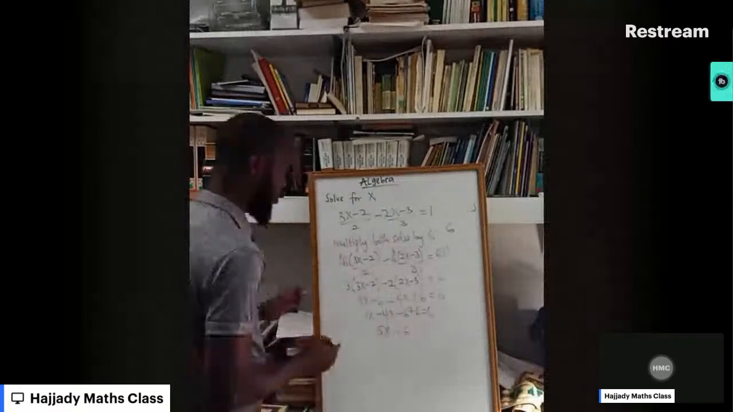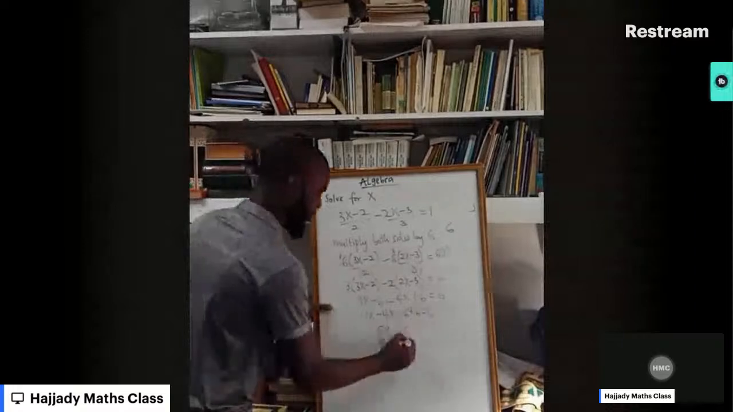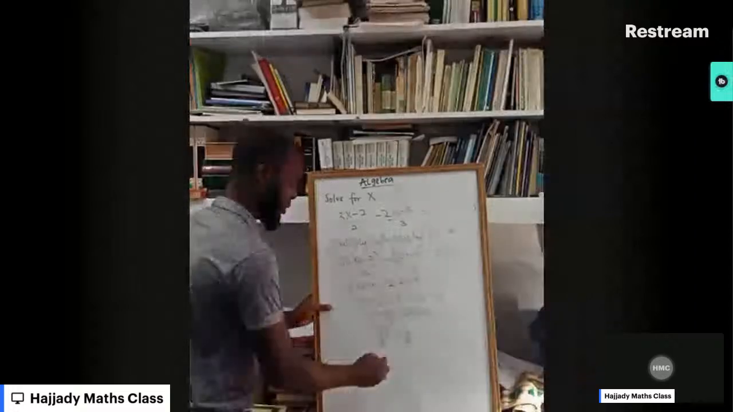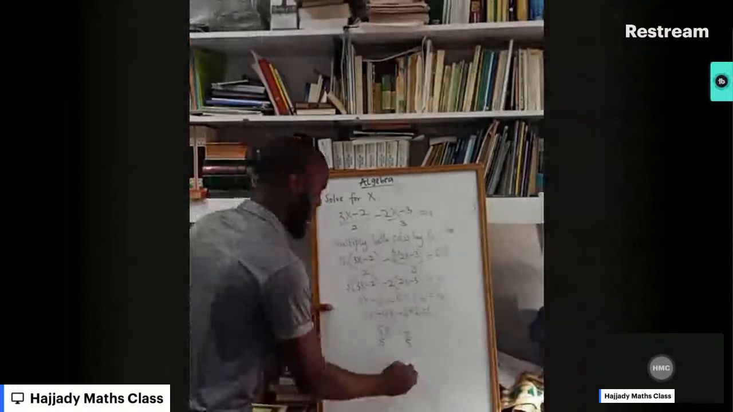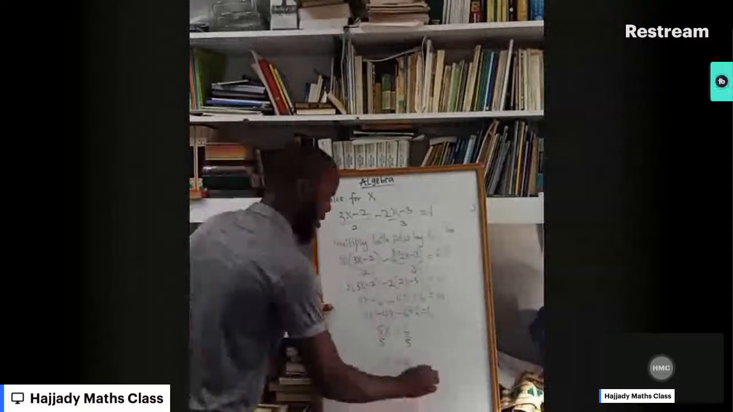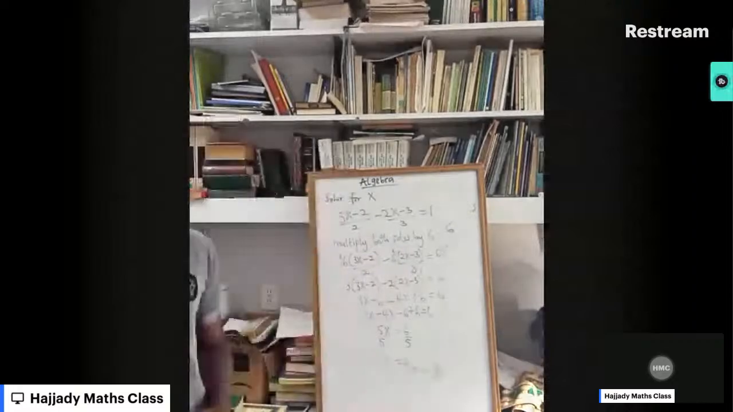So dividing both sides by the coefficient of x, which is 5. Here I'm going to have what? X to be equals to 6 over 5. Lastly, you can say this is the same thing as 1 whole number 1 over 5 in mixed fraction.